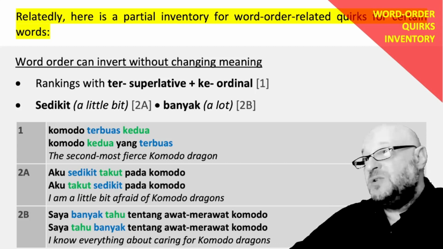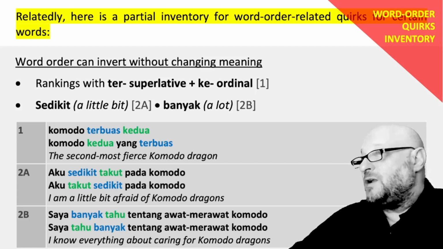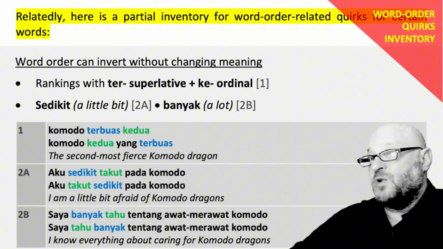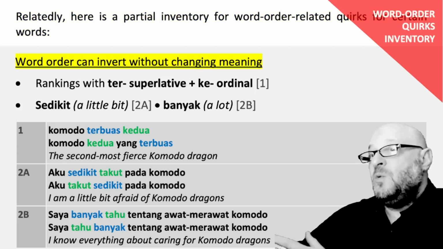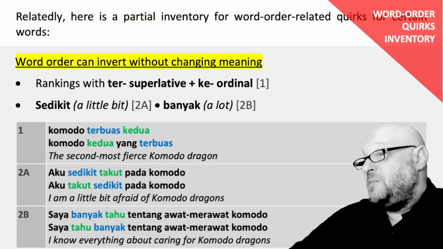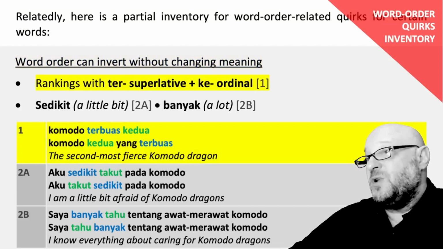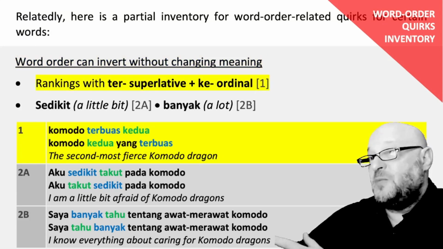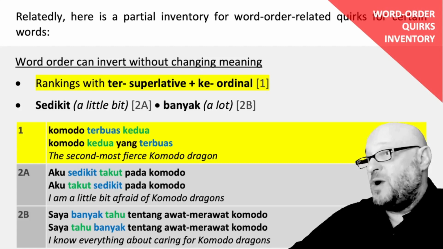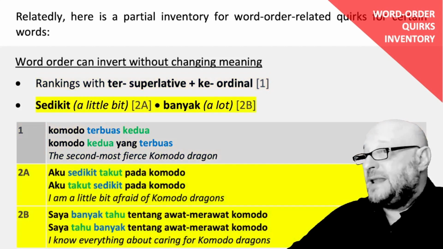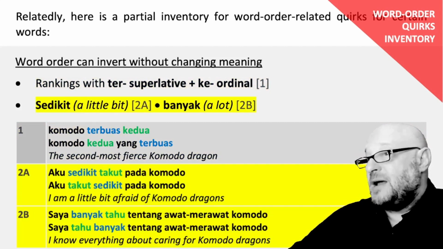Relatedly, here's a partial inventory for word order related quirks for certain words. Word order can invert without changing the meaning for the following. Rankings with ter- superlative or ke- ordinal. Example 1, Komodo terbuas kedua can also be expressed as Komodo kedua yang terbuas, the second most fierce Komodo dragon.